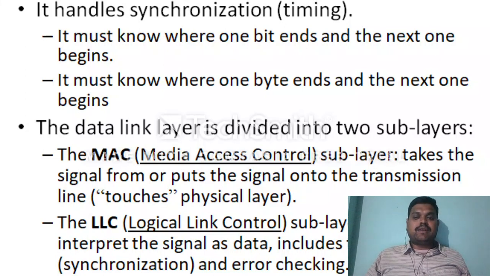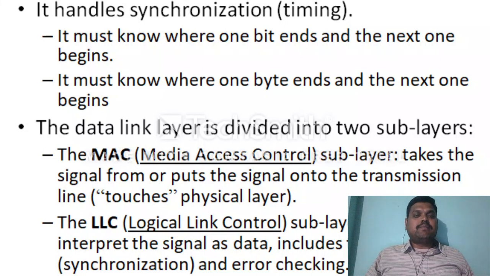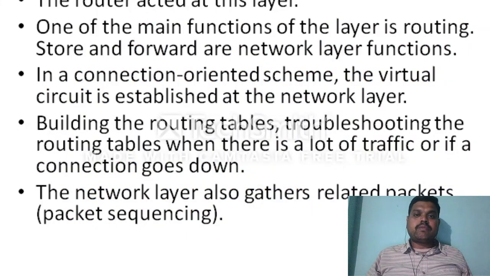So it has two sub-layers: the logical link control layer and the media access control layer. The media access control layer is used to access the media channel. The MAC layer is basically to access the channel and to transmit the data without any collisions. The logical link layer is basically to provide the synchronization between the sending and receiving devices, and for error checking.